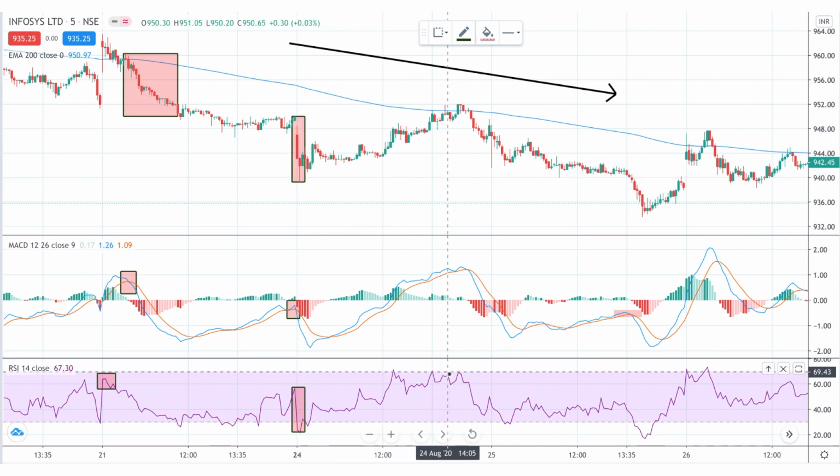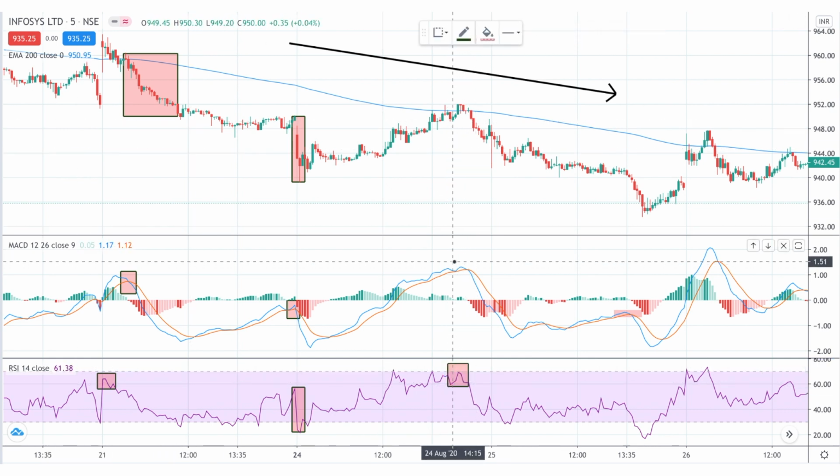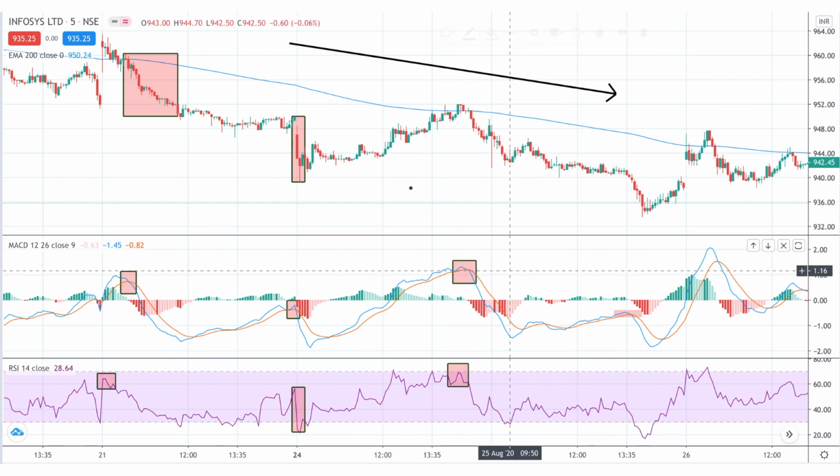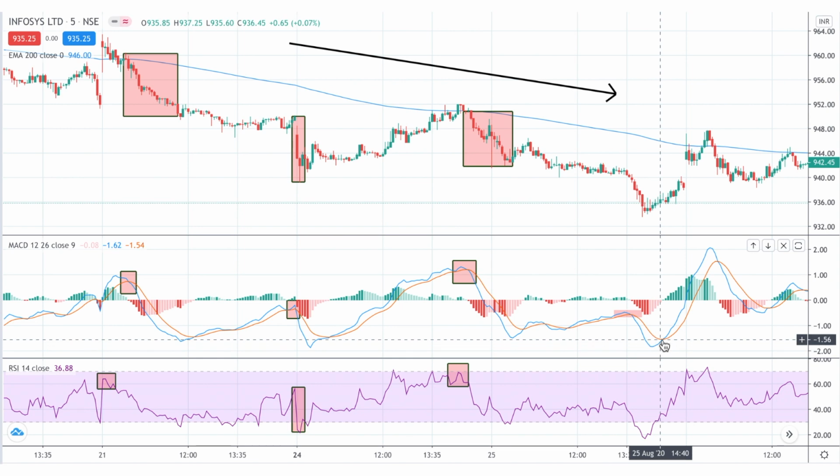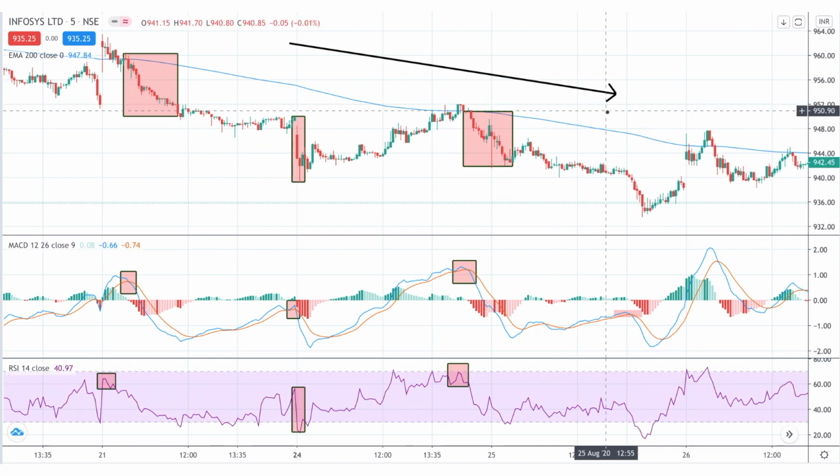We have another opportunity. As you can see, the RSI is on the higher side. So the RSI indicates that it is overbought. We have the MACD line crossing the signal line from the top, and we have this particular opportunity here. We want to avoid any buying opportunity because it is in a downward trend.